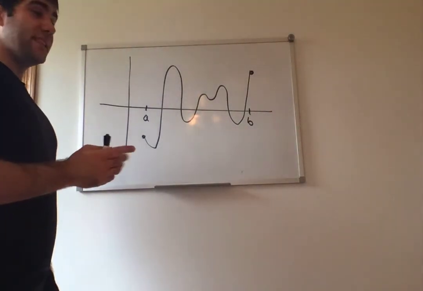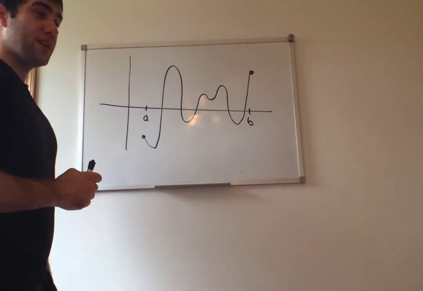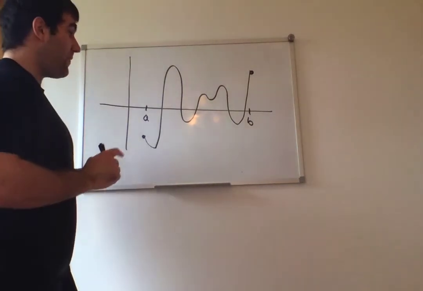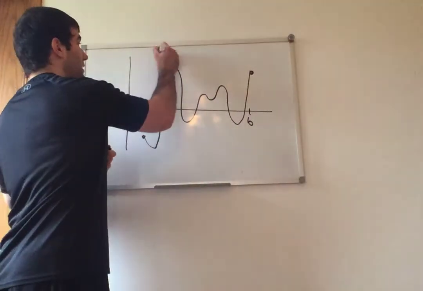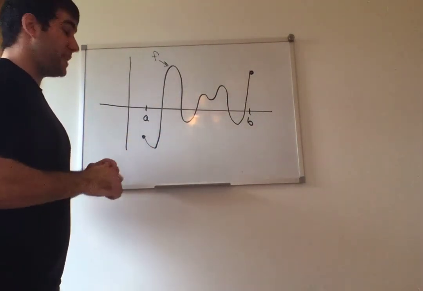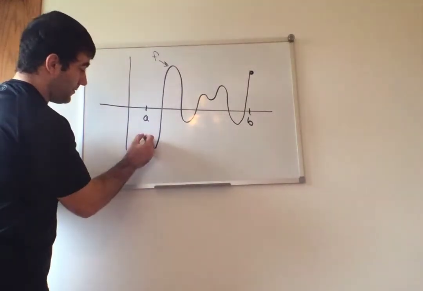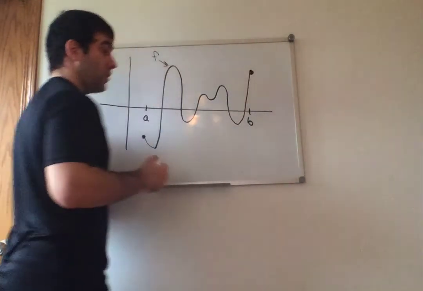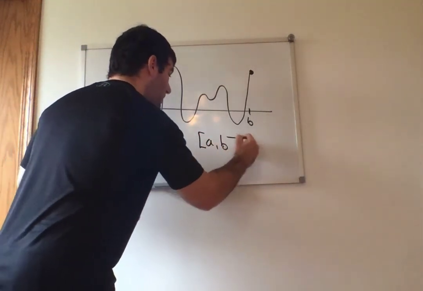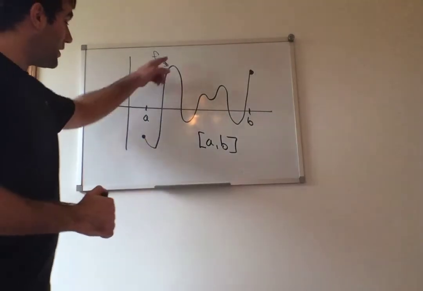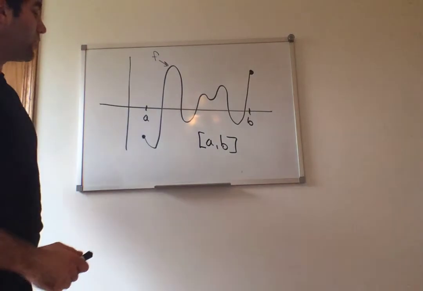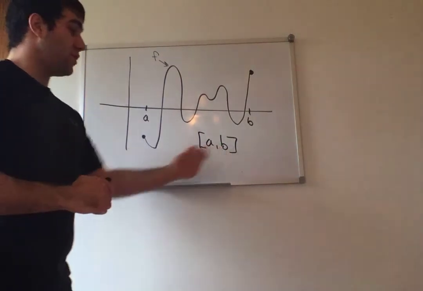Now, let's see if the two conditions are met for the Extreme Value Theorem. The Extreme Value Theorem says if our function f, whatever f is, this is f, is continuous on the closed interval. Closed, I've got a filled-in hole at the start. I've got a filled-in hole at the end. My interval here is definitely closed. It goes from A to B. And it's continuous. Everywhere I drew, I did not lift my marker up off the board. So this is a continuous function on this closed interval.